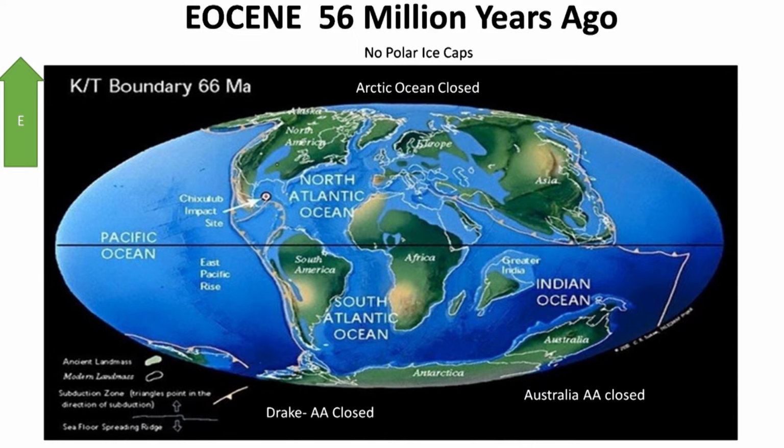In the southern hemisphere, the Drake Passage was closed. The Tasman Strait between Australia and Antarctica was closed. Australia and South America were firmly joined to Antarctica. At the North Pole, the Arctic was closed and contained a large freshwater lake. There were no polar ice caps on either pole.